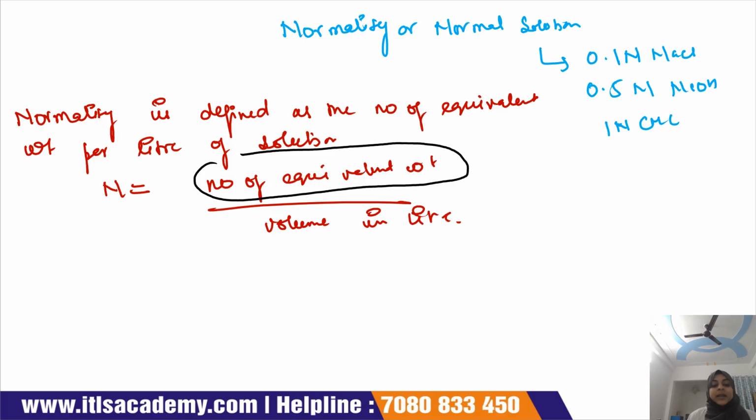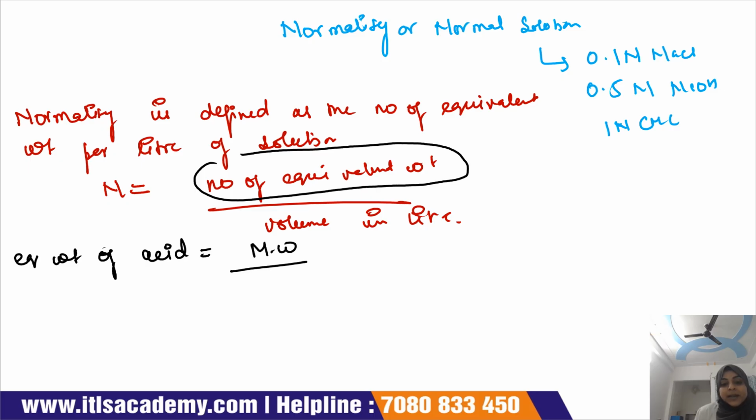Now equivalent weight is calculated differently for different types of solution. For a base, it is calculated one way. For an acid, it is calculated another way. For a salt, it is calculated another way. So the first one is the equivalent weight of an acid. For this, the formula is molecular weight divided by basicity.